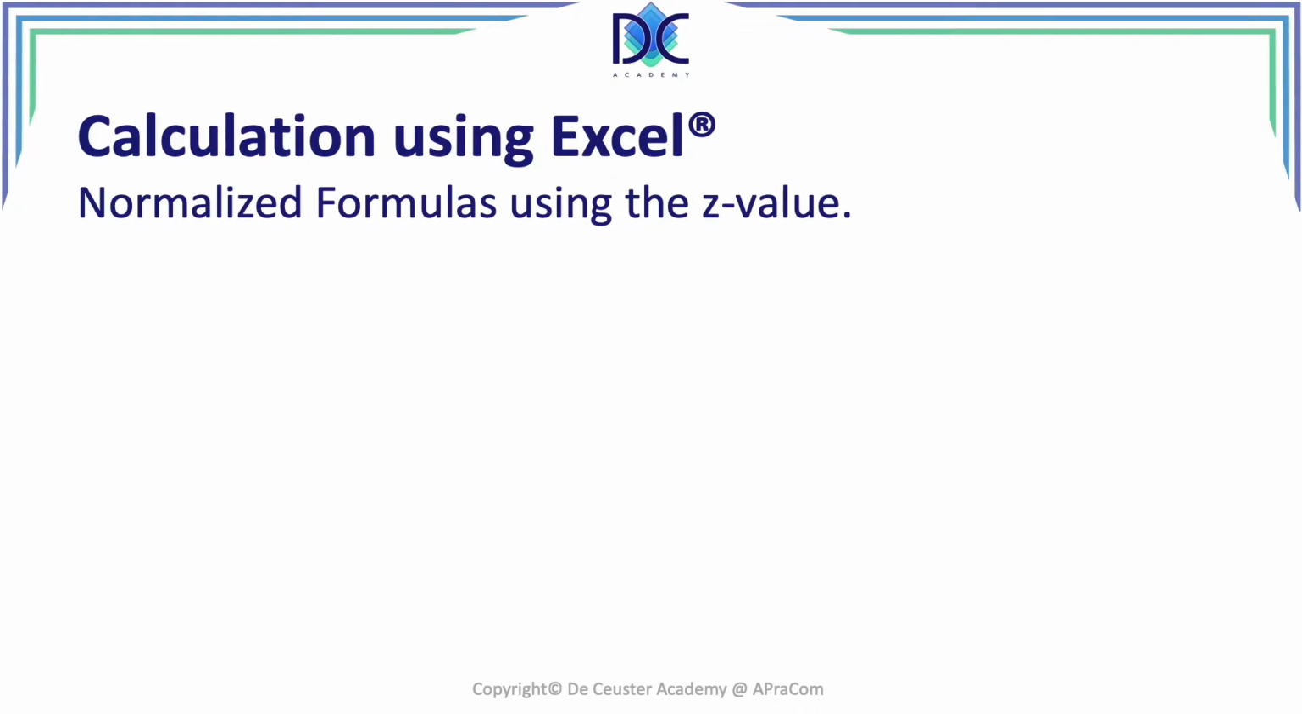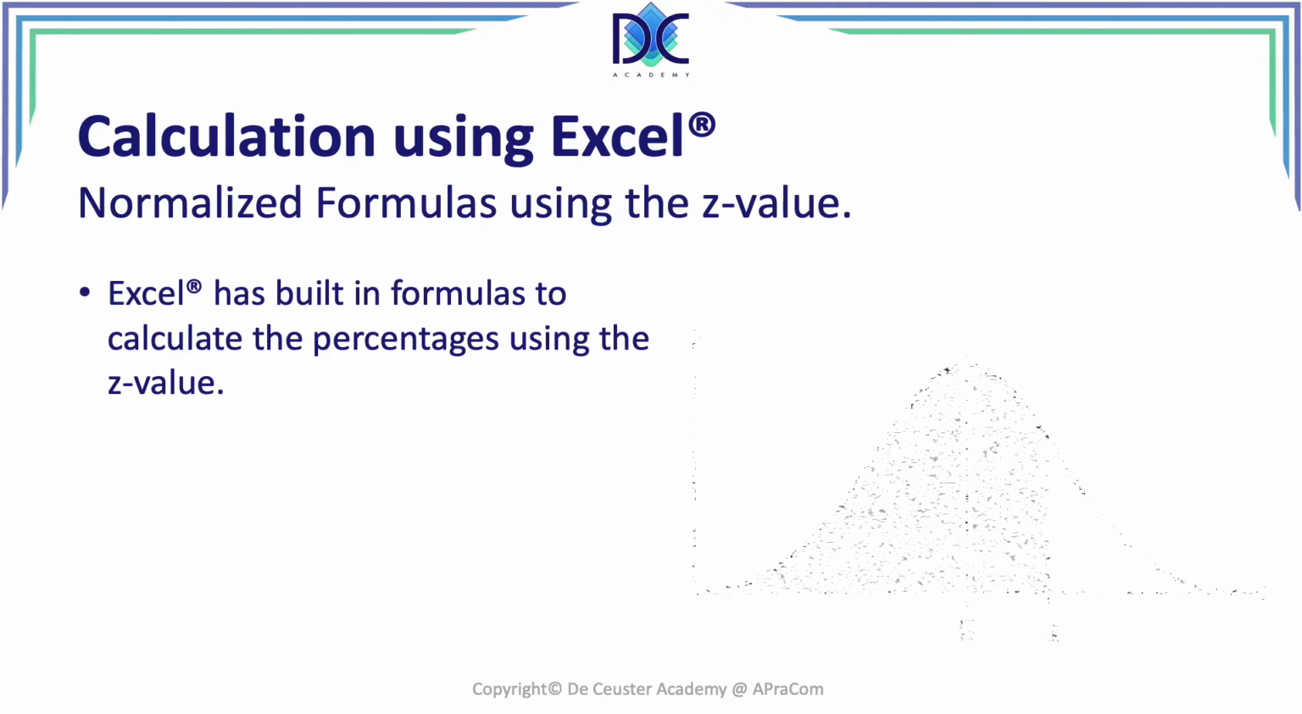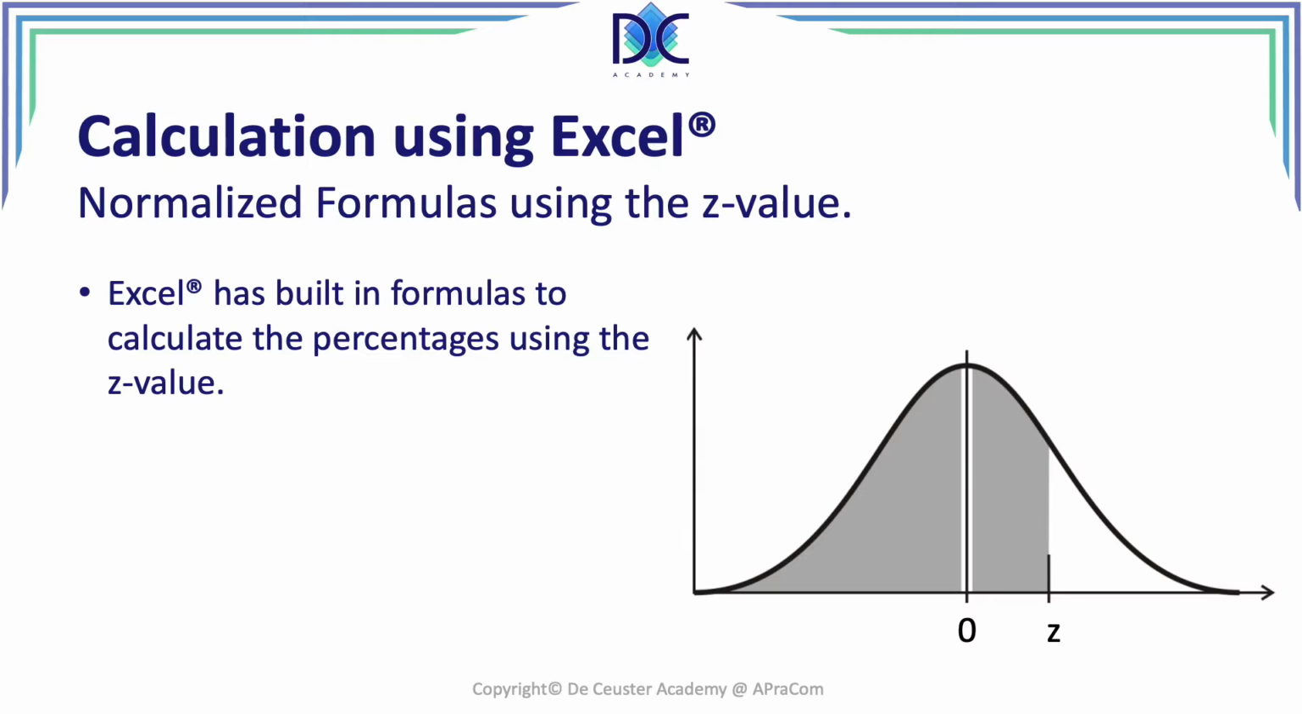Now, we have two ways in Excel to do the calculation. We can use what we call the normalized formulas, and here we're going to use the Z value. And we find, in fact, the calculation in Excel is providing you the surface left of the Z value that you selected. Now, the formulas are quite simple.